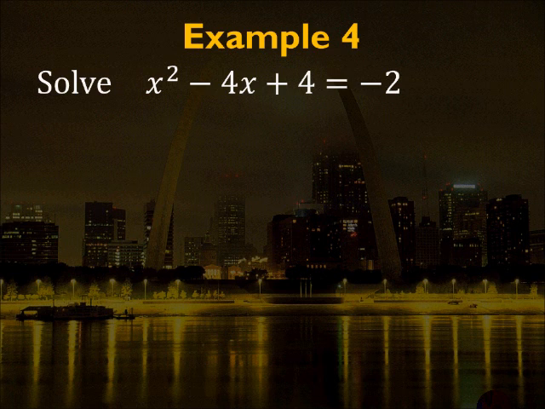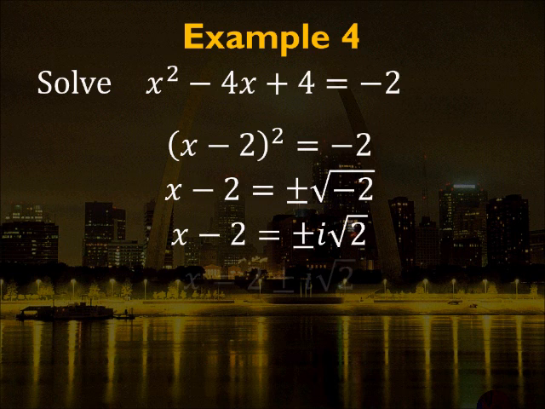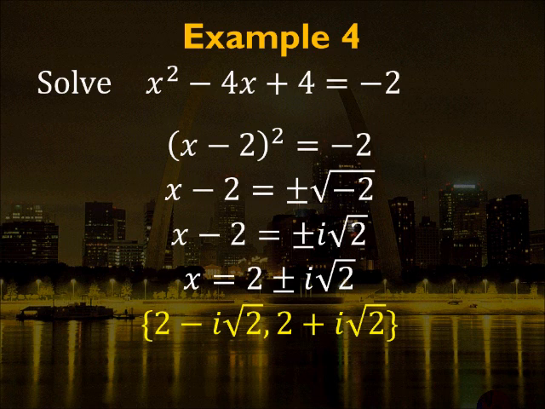Number 4, we have x squared minus 4x plus 4 equals negative 2. Go ahead and try to solve this one yourself, keeping in mind you'll want to factor or simplify the expression on the left. Alright, so if you simplify the expression on the left, you get x minus 2 quantity squared equals negative 2. Now you're ready to take the square root of both sides, and you get x minus 2 equals the plus or minus square root of negative 2. Pull out the i and add 2 to both sides, and your answer is 2 minus i root 2 and 2 plus i root 2.